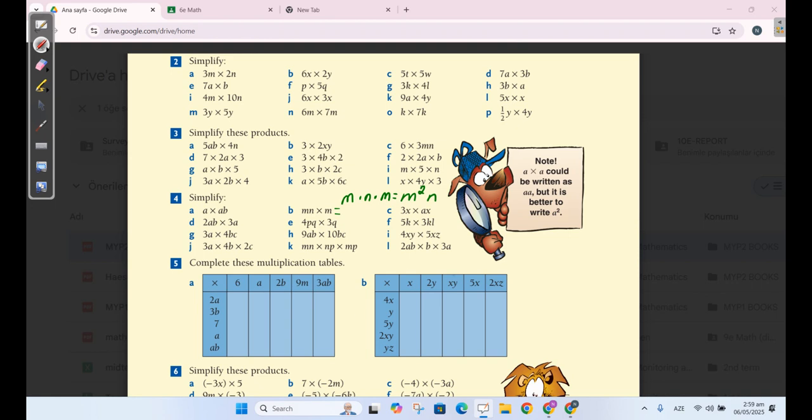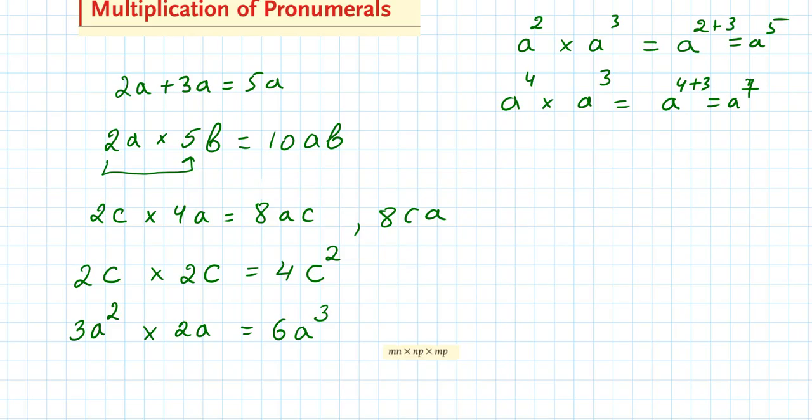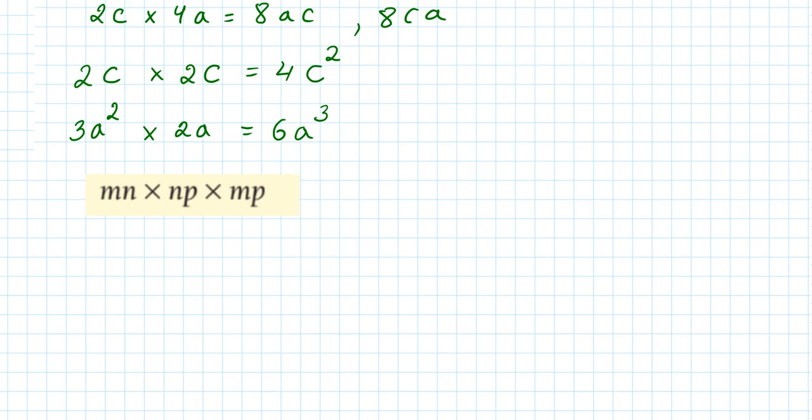Okay? Then, for example, we can take this one. Look. mn times np times mp. Between the m and n actually we also have a multiplication sign, but we don't need to write this one. But we know that it's mn, it's m times n. Okay, that's why I will write m times n times n times p times m times p.